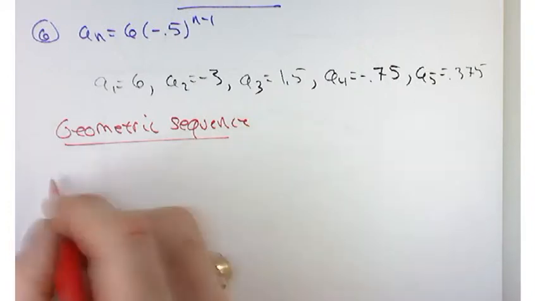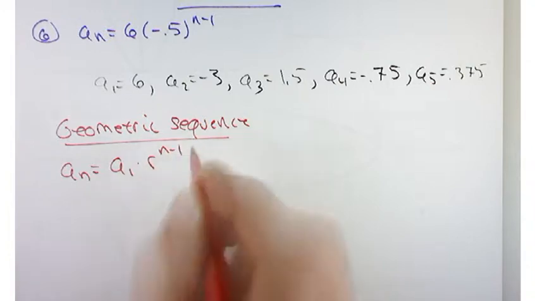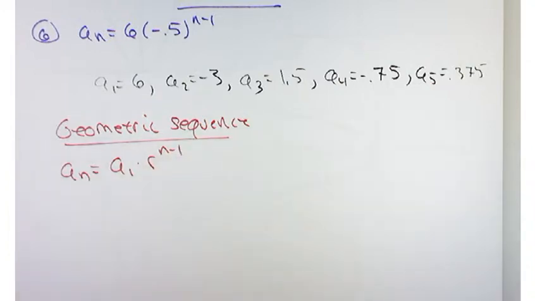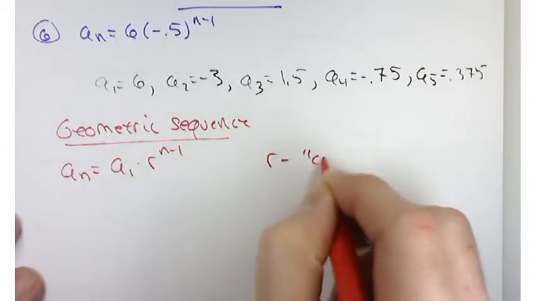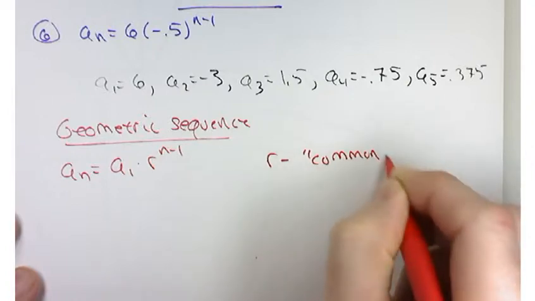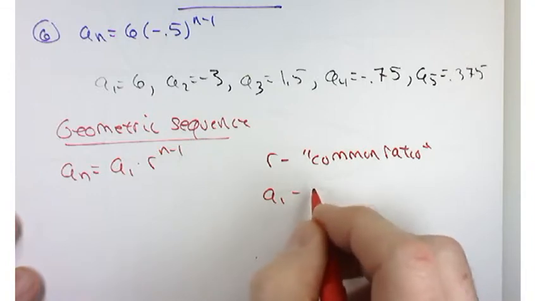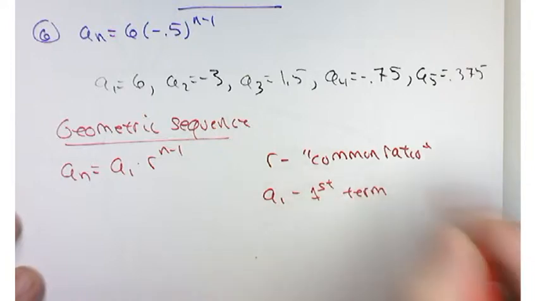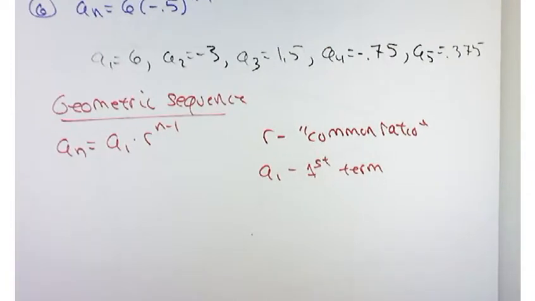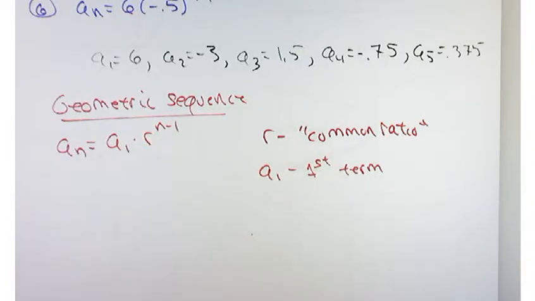The general term in your geometric sequence looks like this. A sub n is a sub 1 times r to the n-1. r, that's what you're multiplying by to get from one term to the next. r is, like I said, the common ratio. What's a sub 1? 6 in this one. Yeah, it's the first term. So you start with your first term and then you keep on multiplying by r to get subsequent terms.